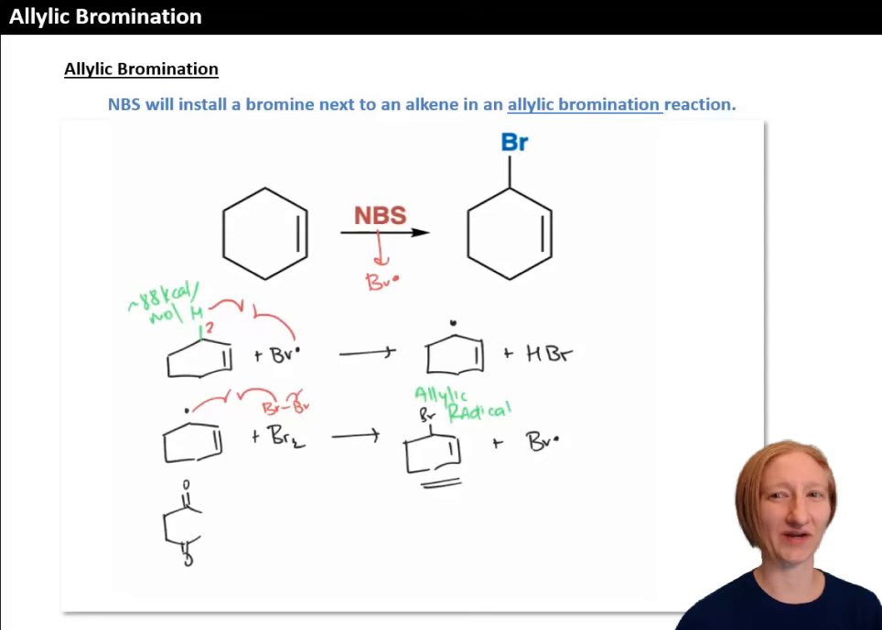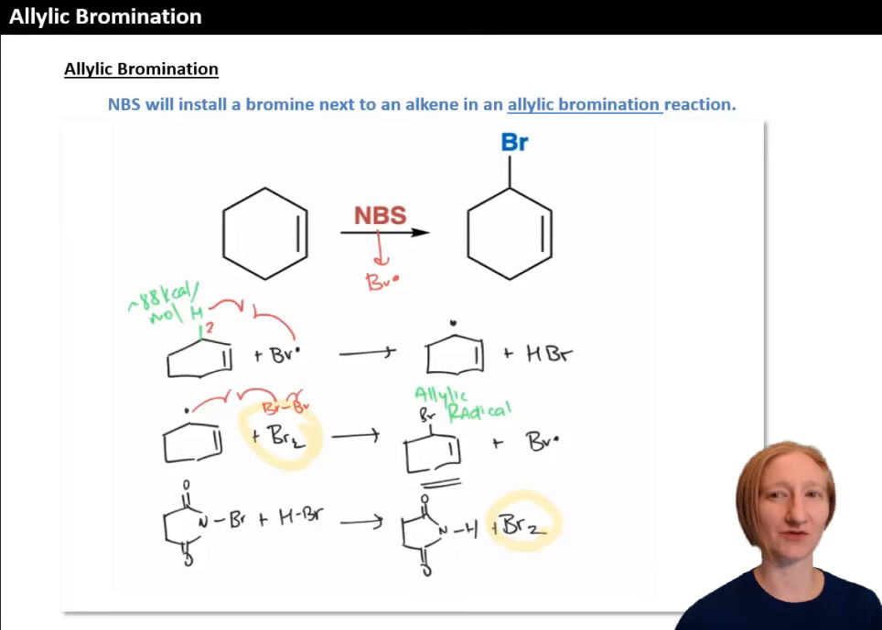And one step to be aware of that is unique to these reactions of NBS is the reaction of NBS with HBr. Remember that we generated HBr in the first step of the reaction. Well, NBS reacts with HBr to form the amine, or the imide, here, along with Br2, bromine. And this bromine is then available for reaction with the allylic radical.